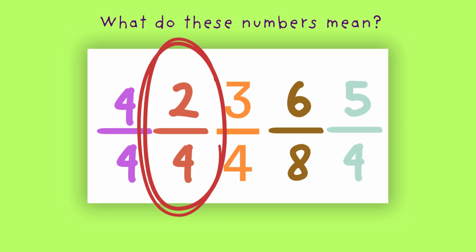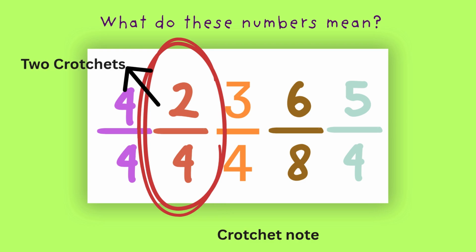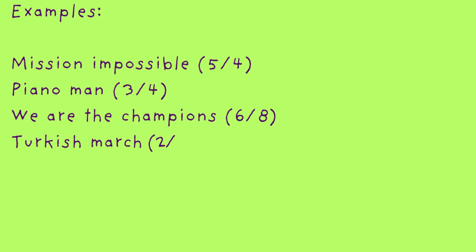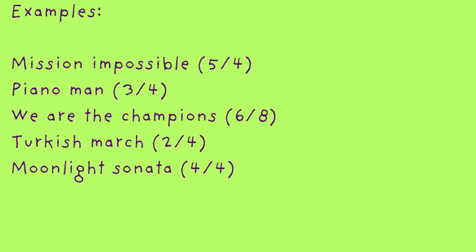For example, in 2/4, the bottom number is 4, which means it's a crotchet note, and the top number is 2. Therefore, there are two crotchet notes in a measure. Here are some songs that use different time signatures. Search up some of these songs, I'm sure you know them, and try to identify the time signatures.